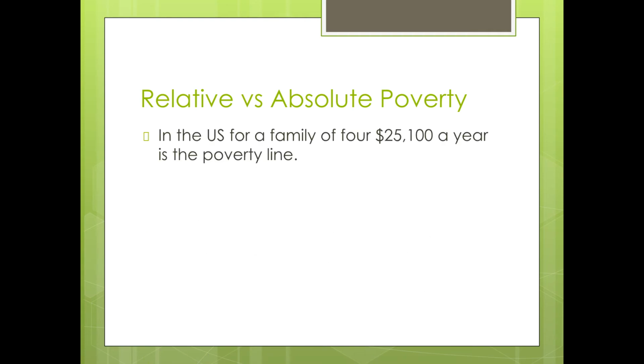Here's an example. In the United States, for a family of four, $25,000 a year is the poverty line. That means if you're below that number, you're considered significantly poor, okay? If you look at that number, that makes sense. I mean, housing is real expensive. A family of four to live on $25,000 would be really hard.